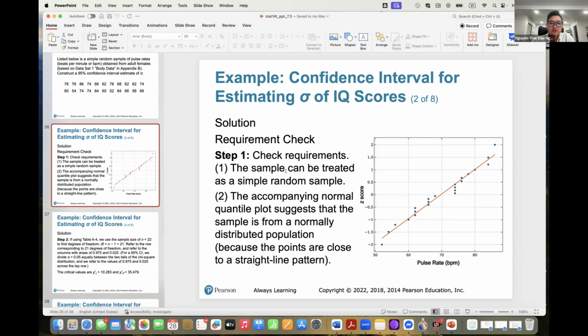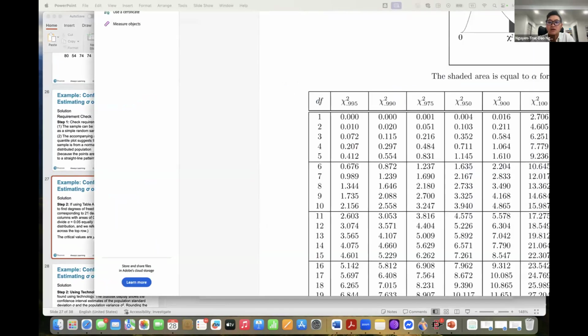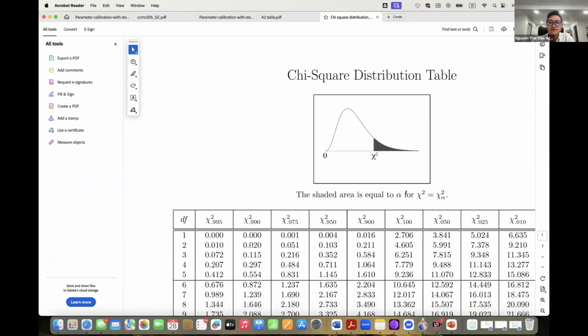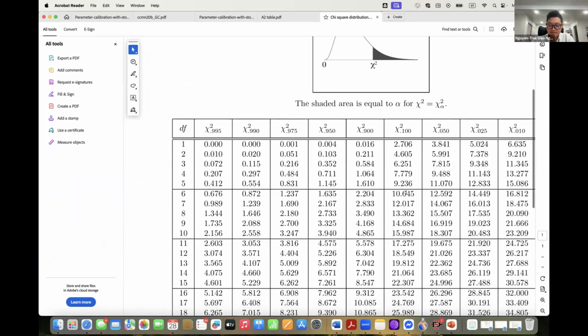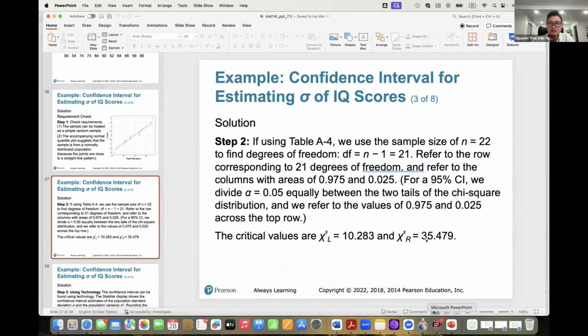The first step, we check all the requirements. We already finished that one. The second step, we use the table A4. So let me share the table A4 here. Can you see the screen? Chelsea, can you see the table and confirm with me? Yeah, I can see it, no problem. Okay, thank you. So this is the one.